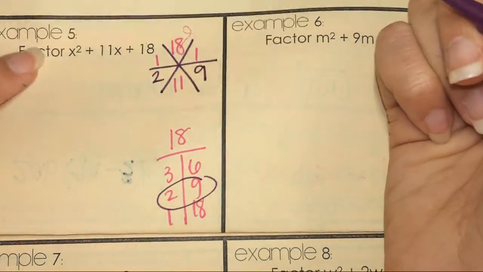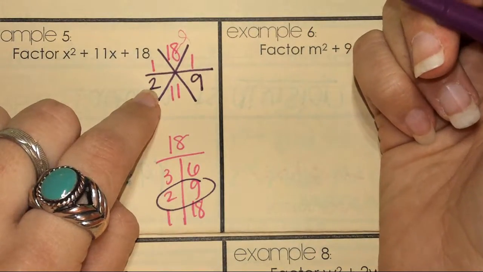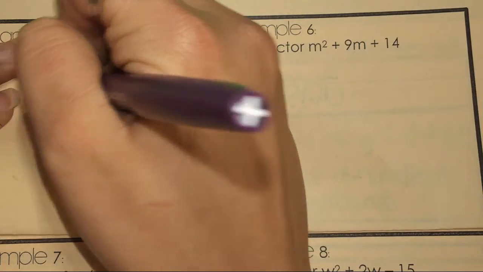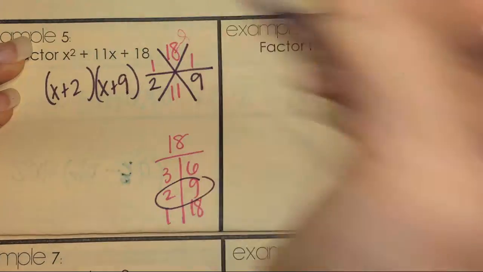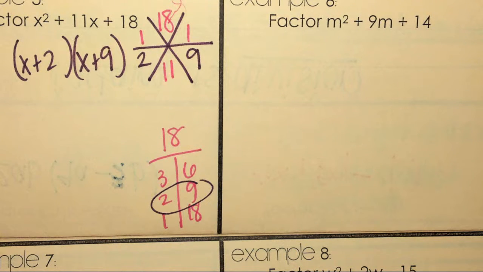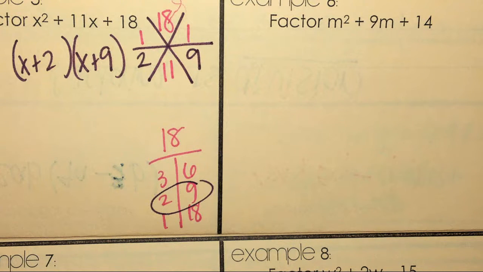Now, does it matter which way I write it? Could I put my 9 over here? Nope. I can. It doesn't matter. Good. So then how do I write it in my parentheses? X plus 9. X plus 2. Does it matter which way I write it? No. Nope, it doesn't. How many of us got it right? Take a point. Good job, guys.